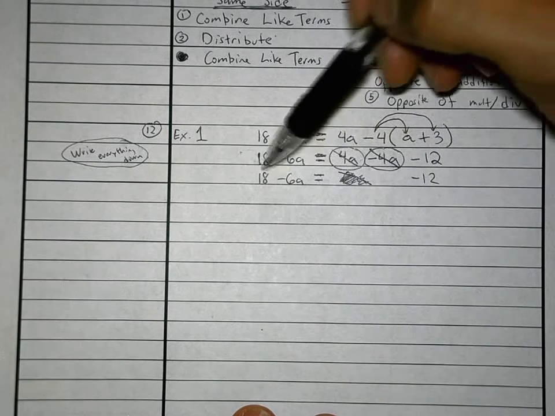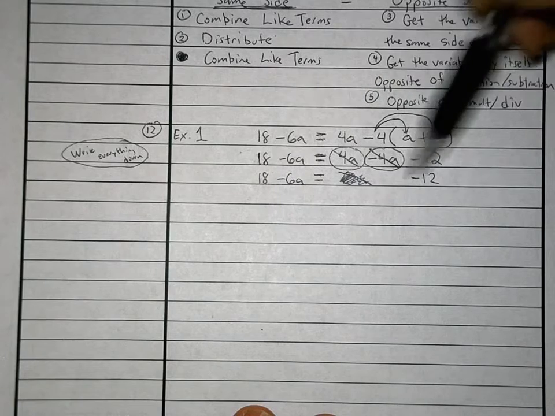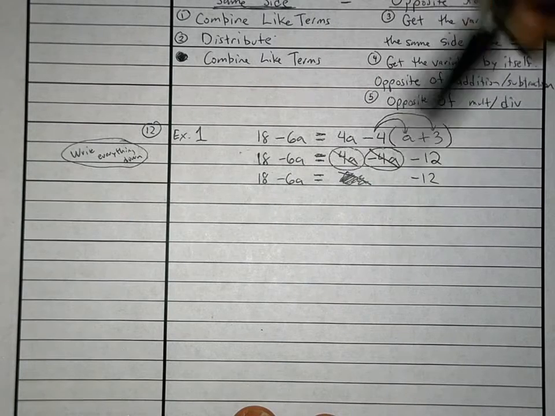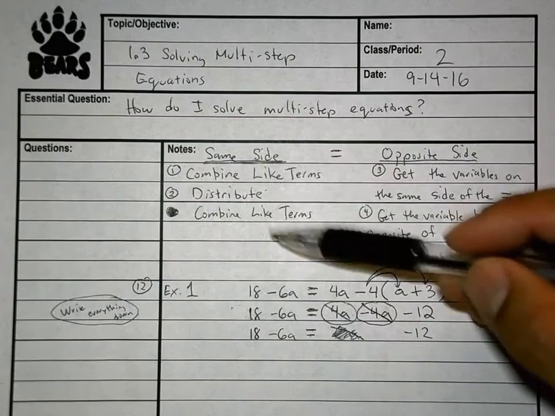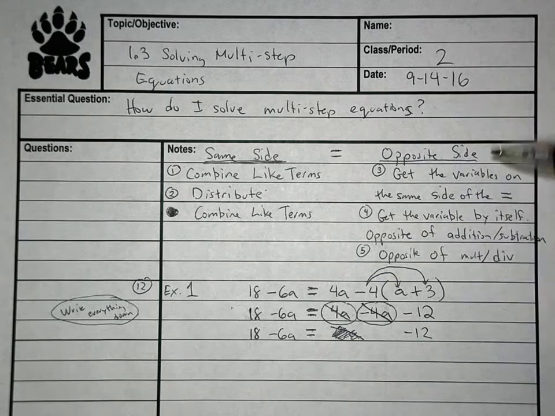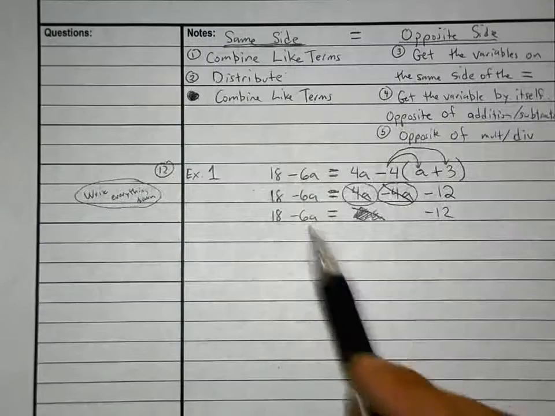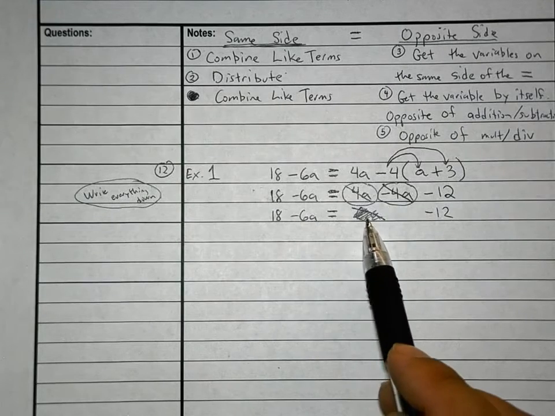Do I have any terms I can combine here? Anything else over here I can combine? So we're done basically with what we can do on the same side. Now what we have to do is do things that are on opposite sides. We want to try to get the variables on the same side of the equal sign. Let's see. Are there any variables on both sides of the equal sign?